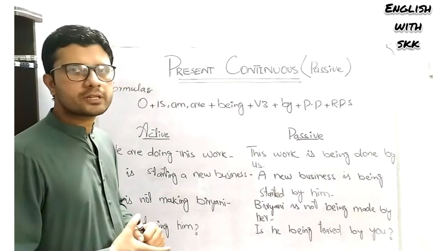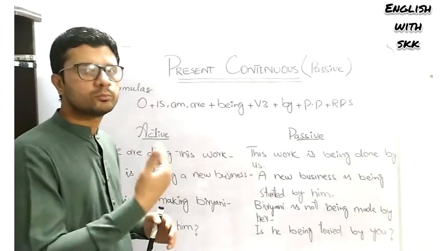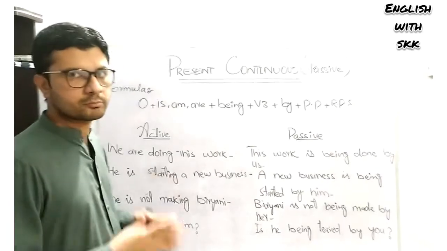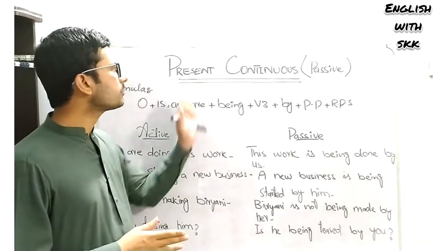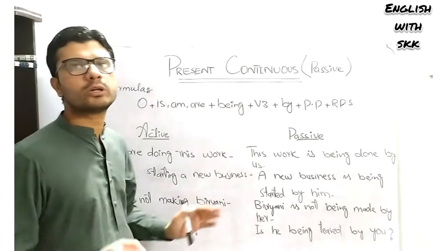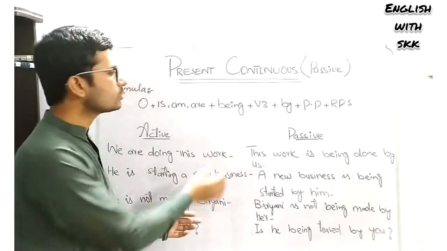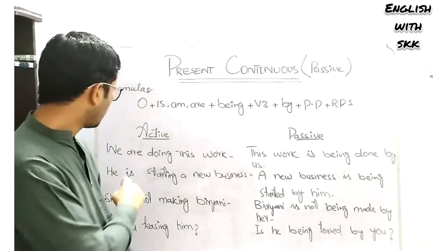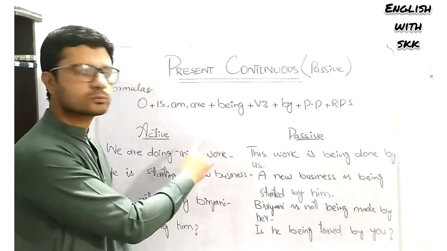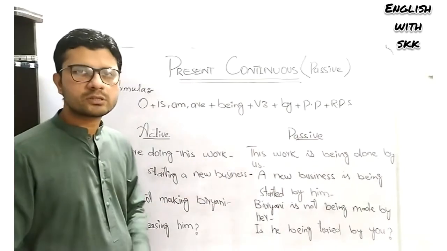Now the active sentences we have to convert into passive sentences. But remember, the topic is present continuous. Now this is not indefinite. So here we are using being. We are doing this work.